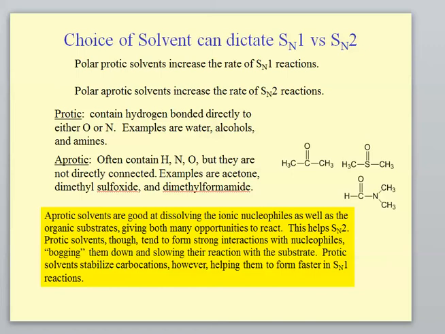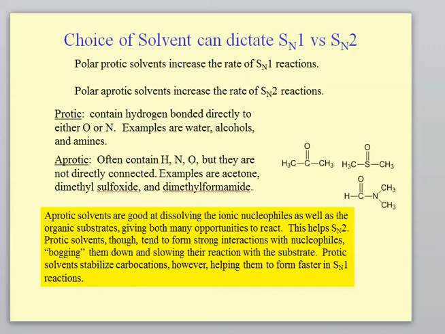But within the world of polar solvents, again, we've got protic and aprotic, and one of them, as you can see, increases the rate of SN1 reactions, and the other is good for SN2. Protic solvents, protic comes from the word proton, but it's really referring to hydrogen. Hydrogen atoms just have the one proton in their nucleus, so that's the connection there. And if that hydrogen is directly connected to either oxygen or nitrogen, then we call the solvent protic.